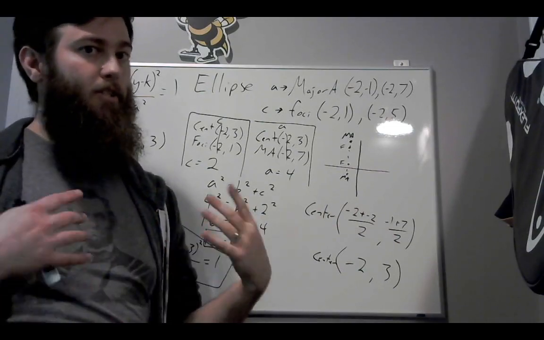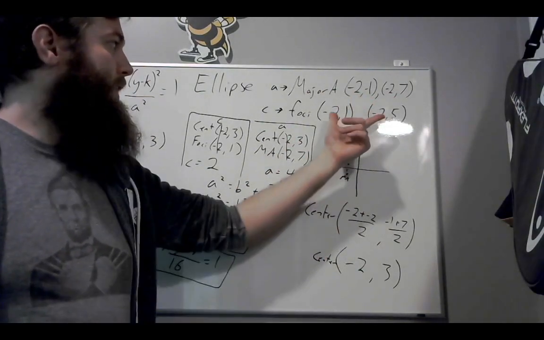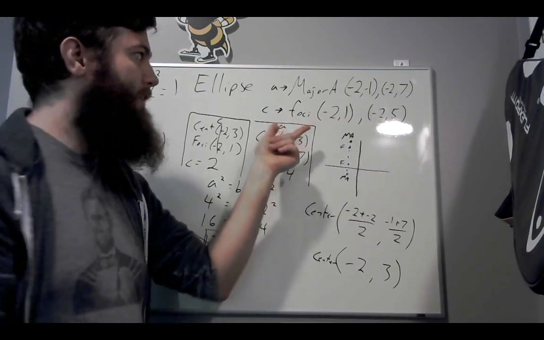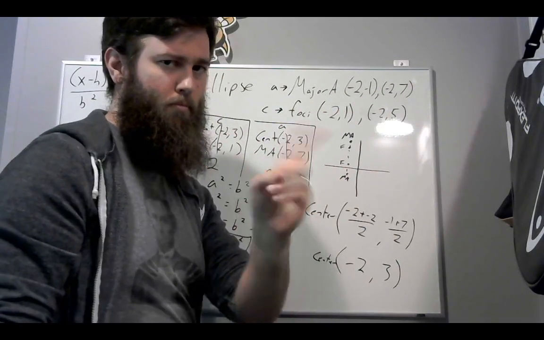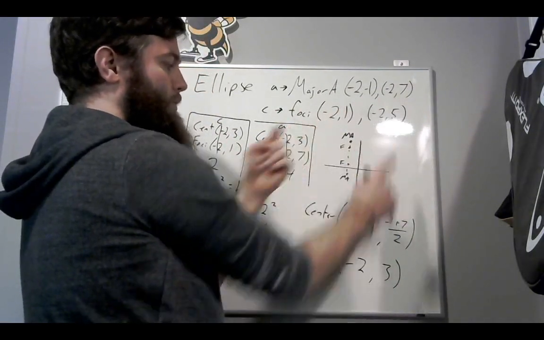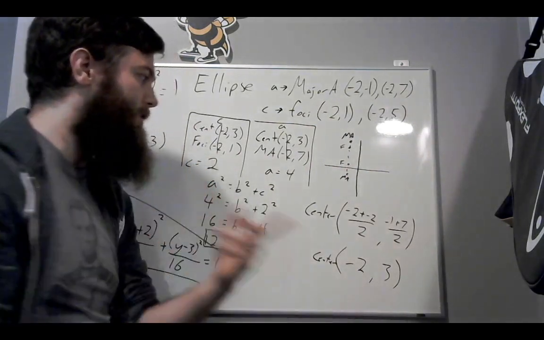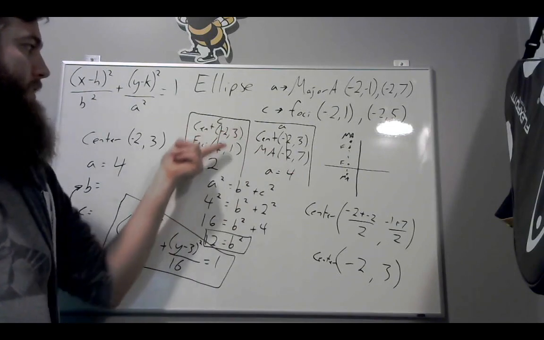And again, the center is just the average of x's and y's. It doesn't matter which 2 points you picked, just make sure they are the same kind of thing. Don't go and use one for major and one for minor. So it doesn't matter, you could have used your focus points and you would have found -2, 3 to be your center. We then used that center to help us find A and C.